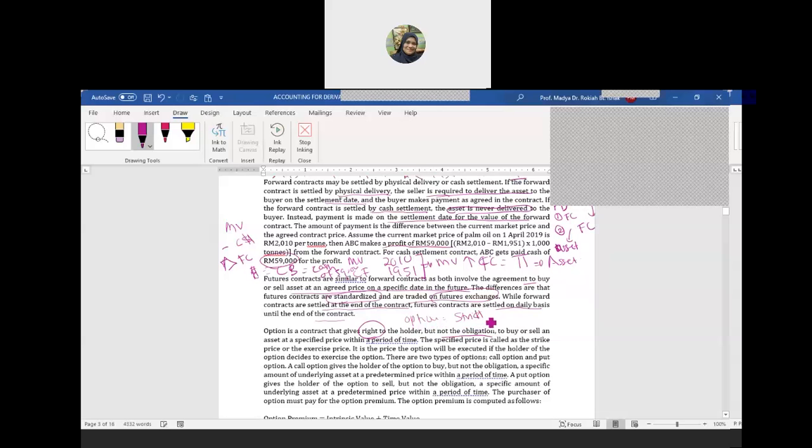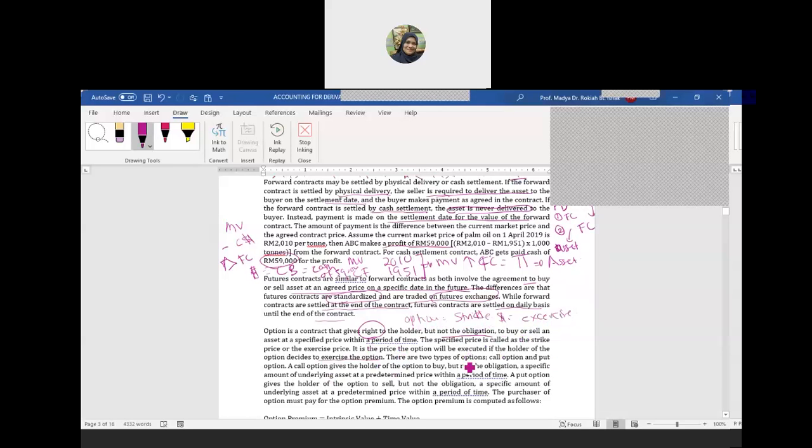Okay, strike price or an option's exercise price. Within a period of time, the specific price is called the strike price or exercise price. This is the price at which the option will be executed if the holder of the option decides to exercise it. So once you exercise the option, you execute at that price.